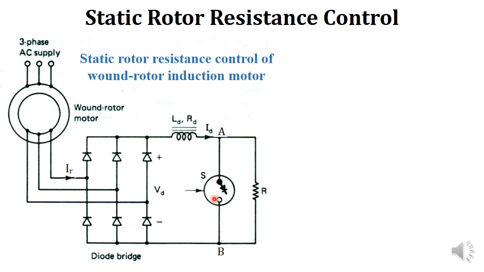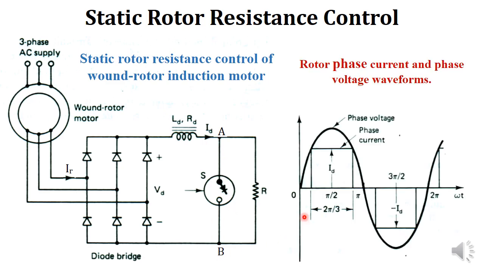If the switch remains on for a long duration, the effective resistance will be less. That means if the switch is on, the terminals A and B are short circuited. That means the resistance is not included in the rotor circuit. If the switch is open, the resistance gets included in the rotor circuit. So by controlling the duty cycle of the switch, the effective resistance across A and B will be controlled.